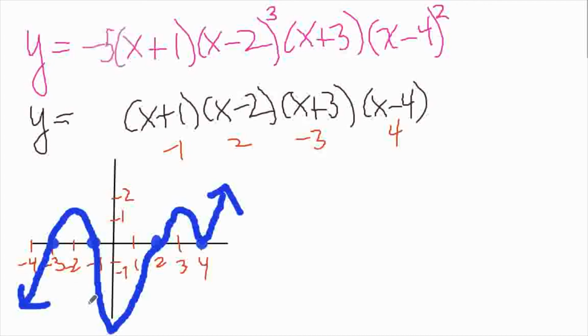Now once again, we can count the number of turns to make sure that agrees. So let's see, we have 1, 2, and remember the cubic part added another turn there. So we have 1, 2, 3, 4, 5, 6, and that agrees with our 7th degree polynomial.